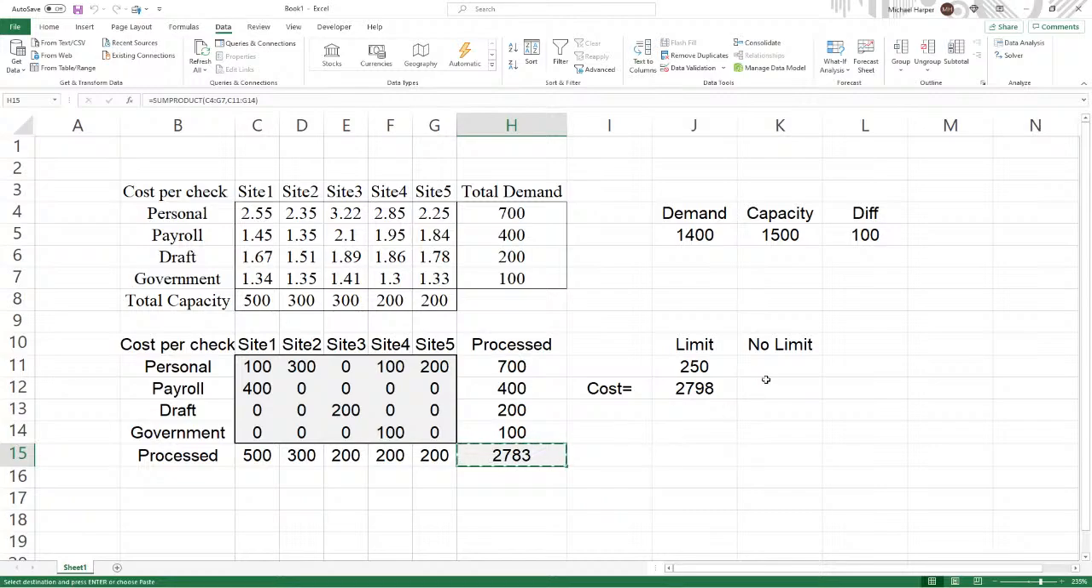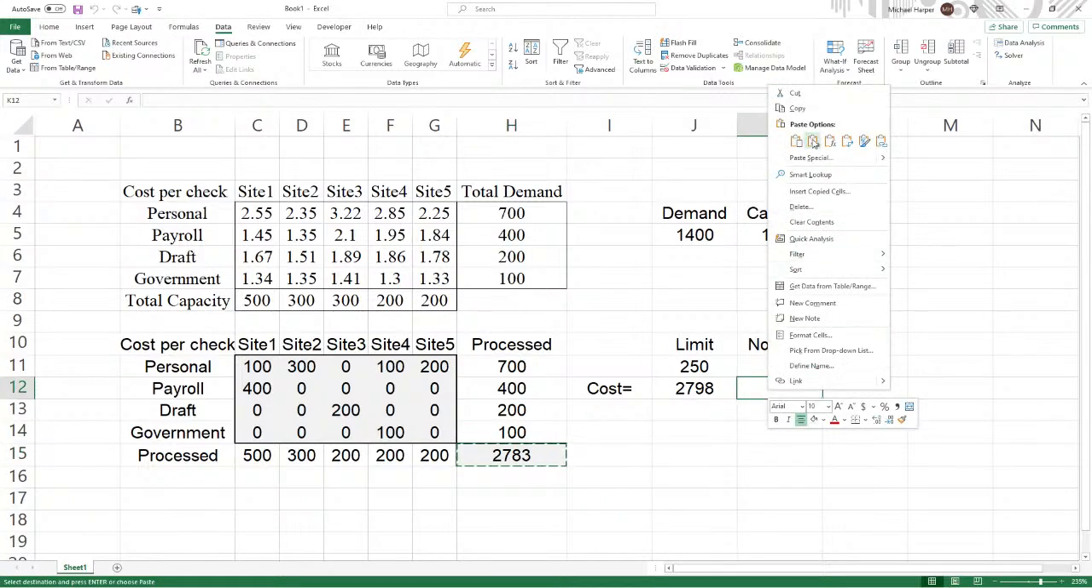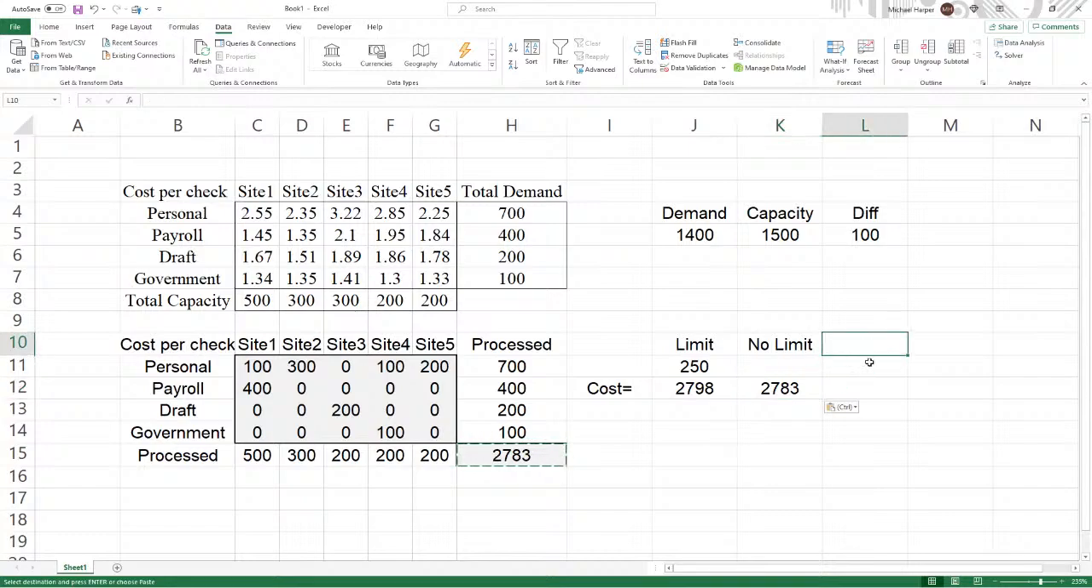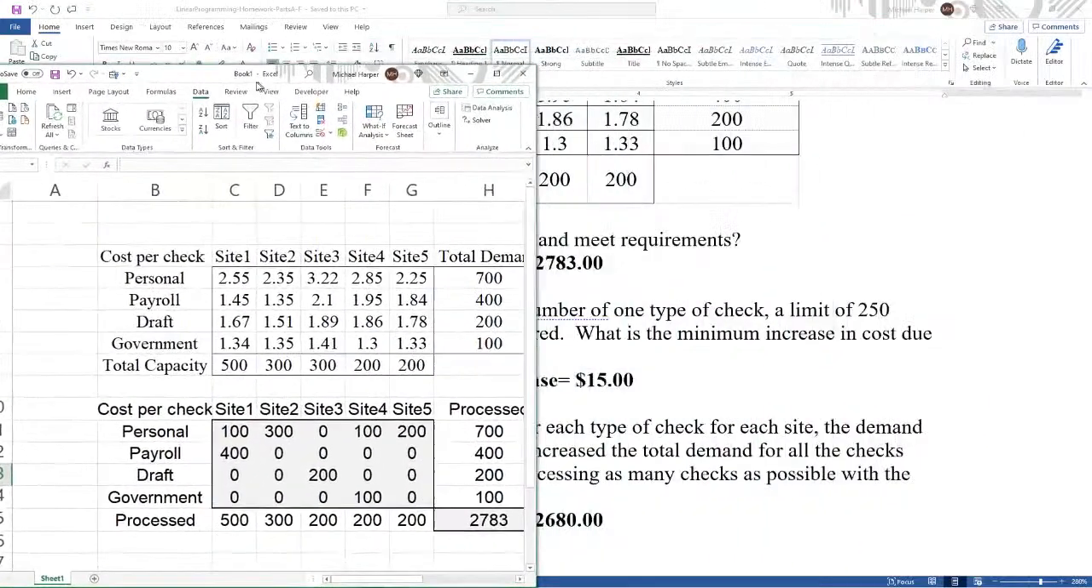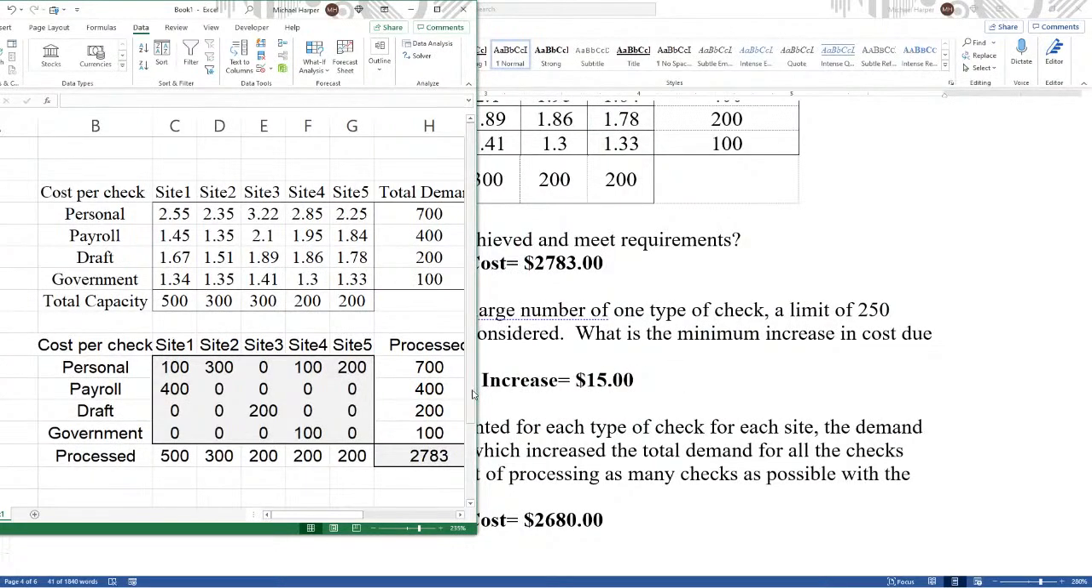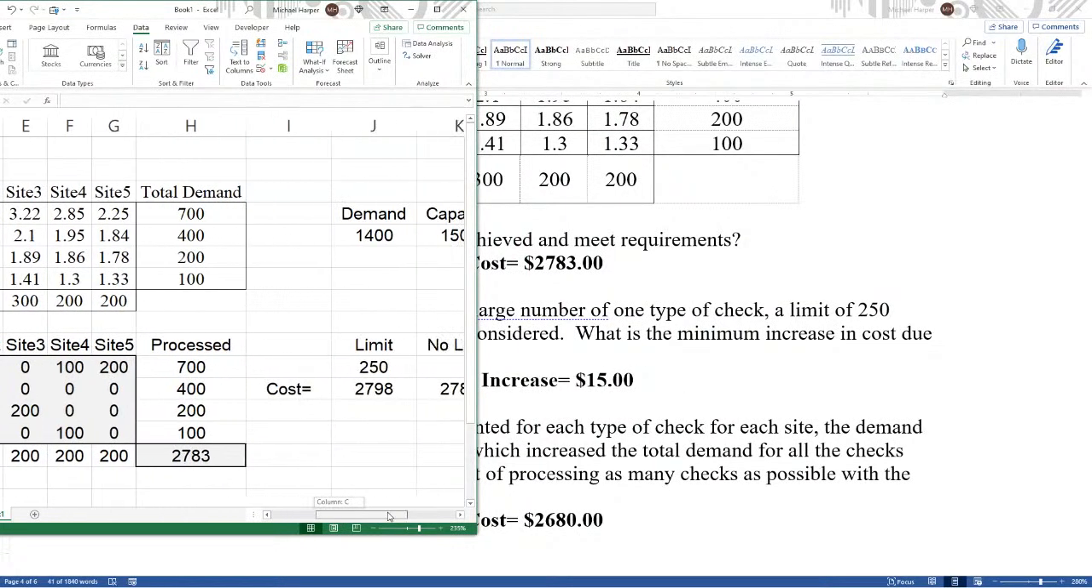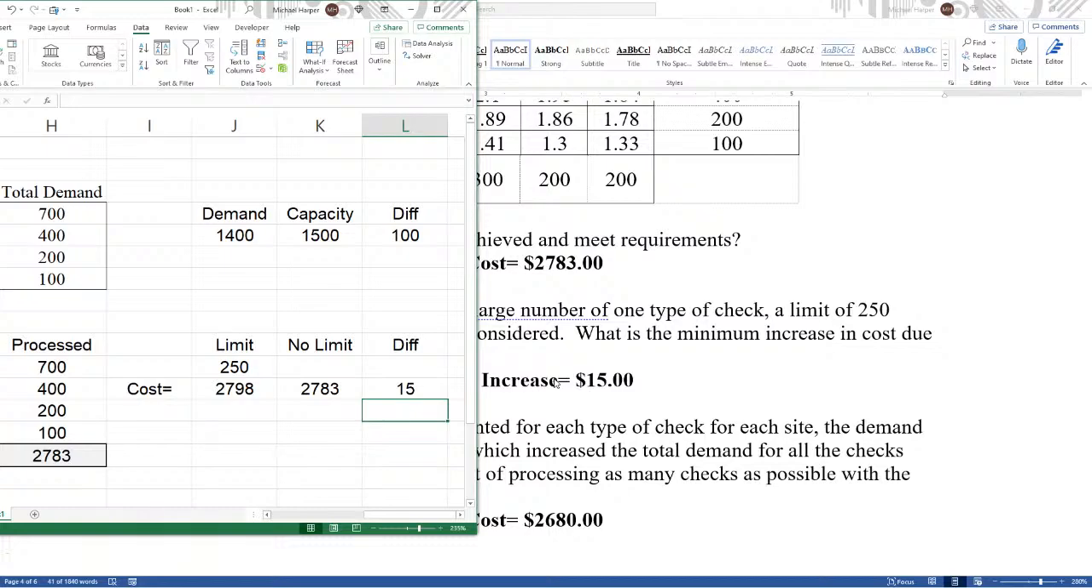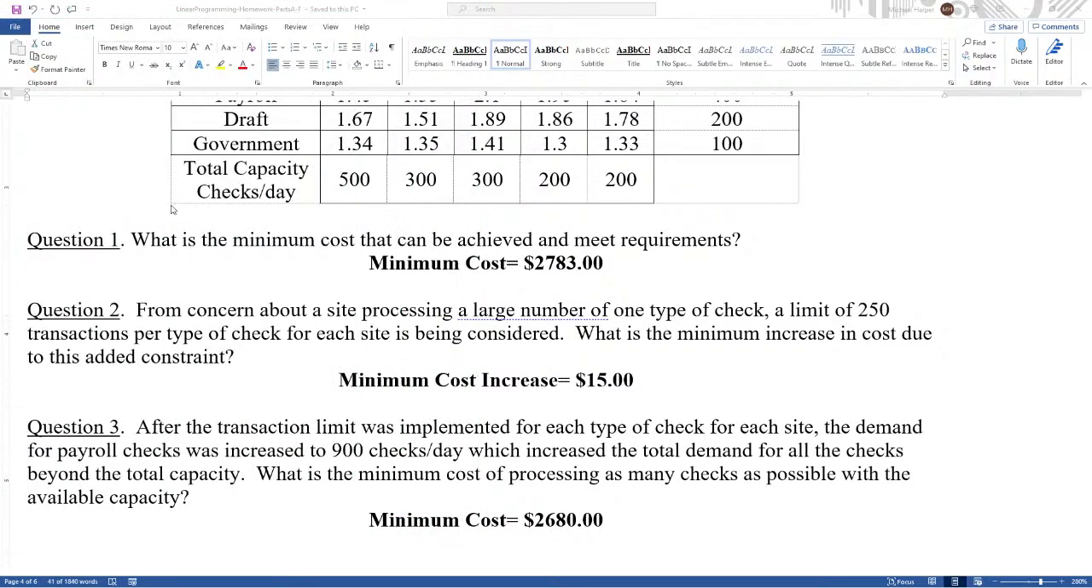Control C, and so let's paste the values here, and down here the difference equals the limit minus the no limit, and the difference is 15. And sure enough, that's what we found here, 15. There's our 15. Okay, very good.